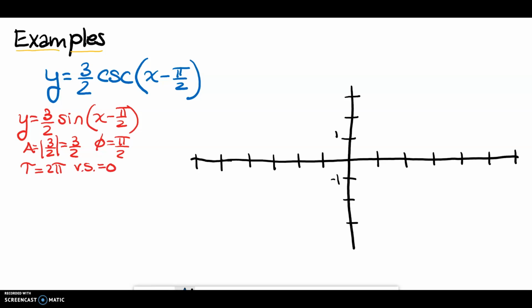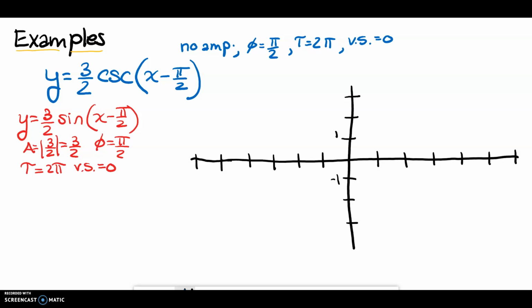How does that translate to our cosecant function? Well, in the same way it translated to our secant function. Since cosecant has no amplitude, we'll just write no amplitude. The phase shift is the same as for our sine function. The period is the same as for our sine function. And our vertical shift is the same as for our sine function.